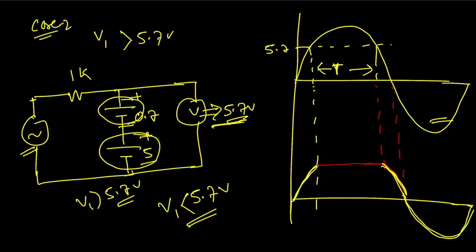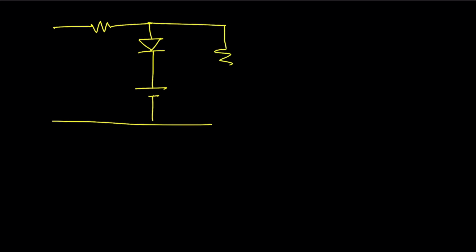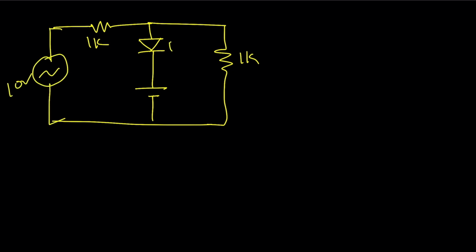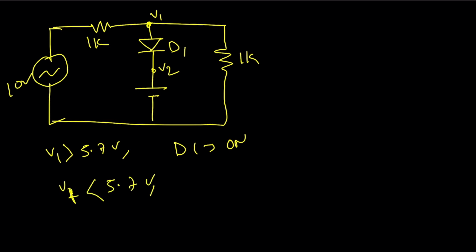Okay, now go to another problem where I just connect a resistance at the output. This is 1 kilo ohm resistance, and we have the same 10 volt voltage source, and this is the diode D1, right? We have the same situation. This is V1 and this is V2, right? When V1 is greater than 5.7 volt, at that time D1 will be on. Okay, and when V1 is less than 5.7 volt, at that time D1 will be off, right?